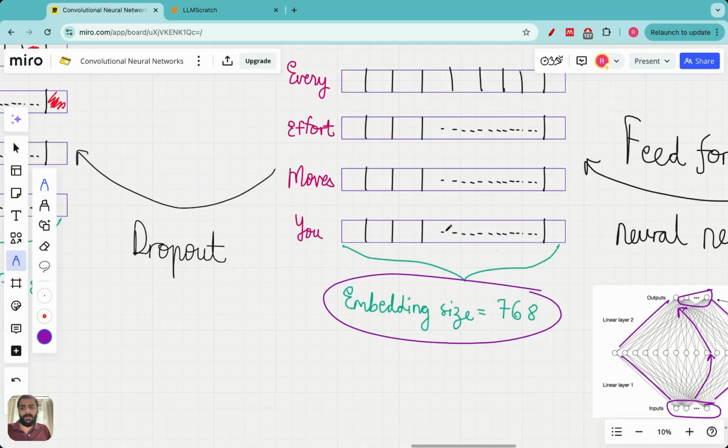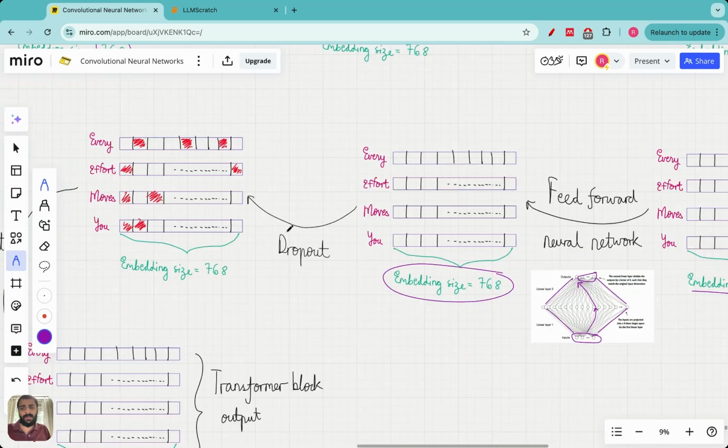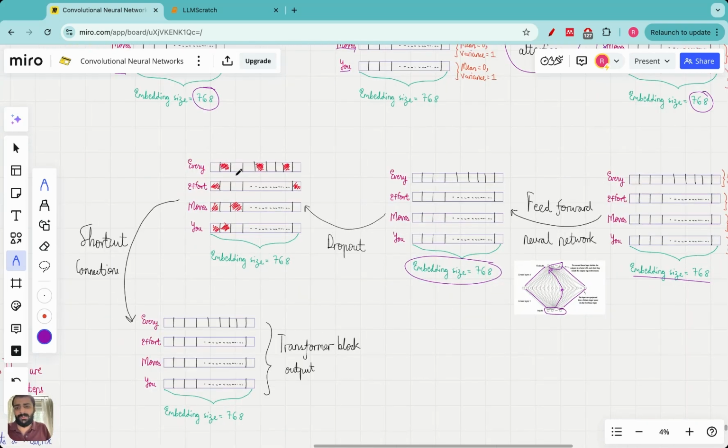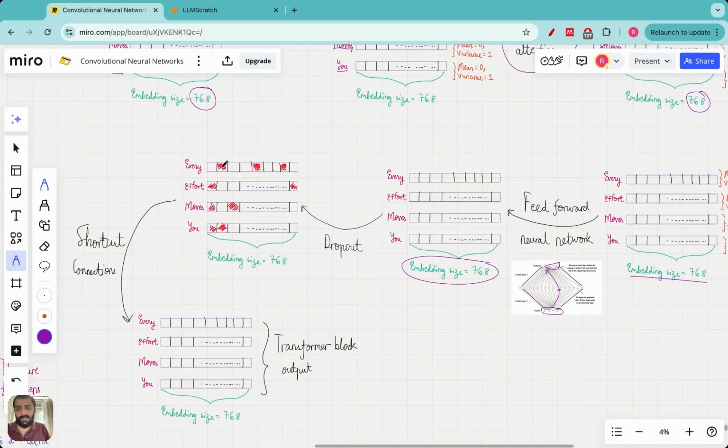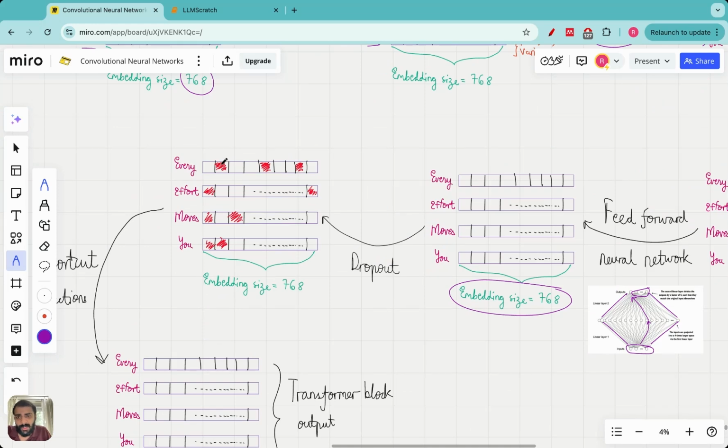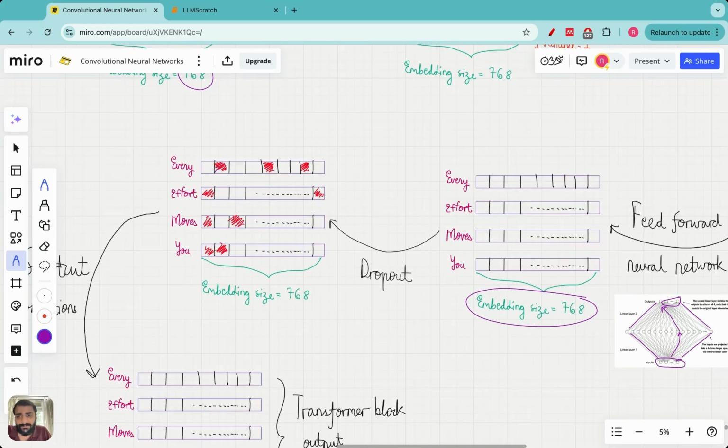After this feed forward neural network, we have another dropout layer which randomly switches off certain values to be equal to zero, which I have just shown here again by the red color. So in every token, random values are set to zero. Typically, one dropout rate is mentioned at the start, and that's applied everywhere where these dropout layers are implemented.